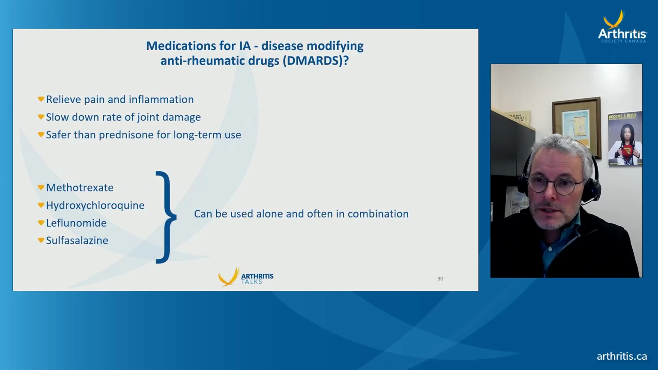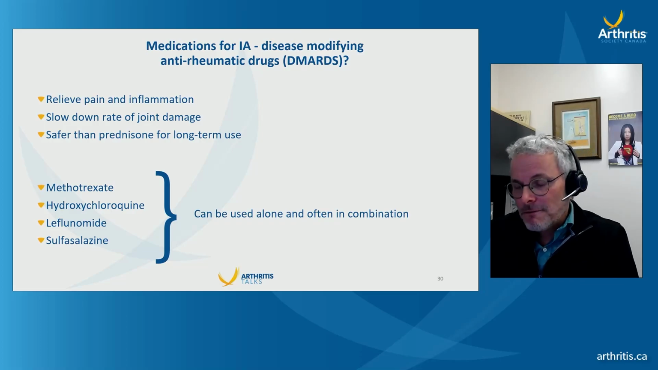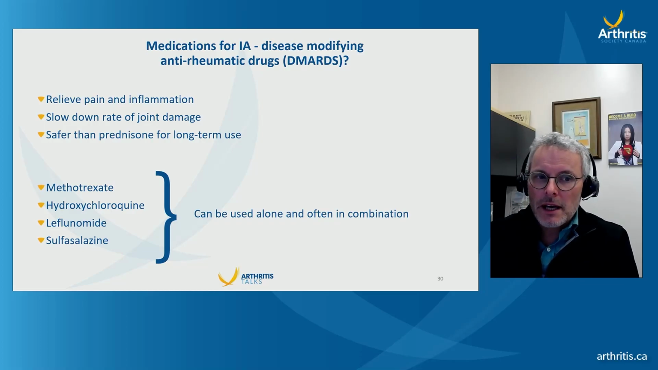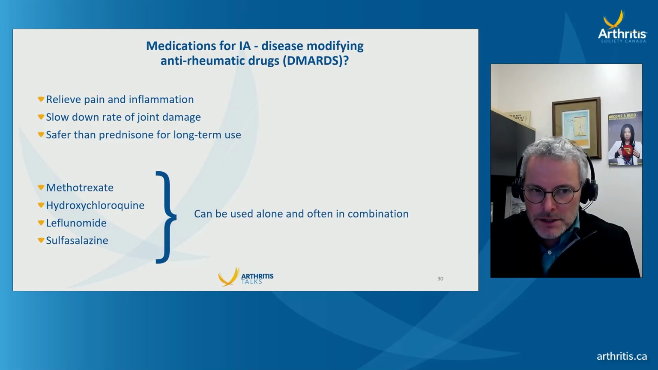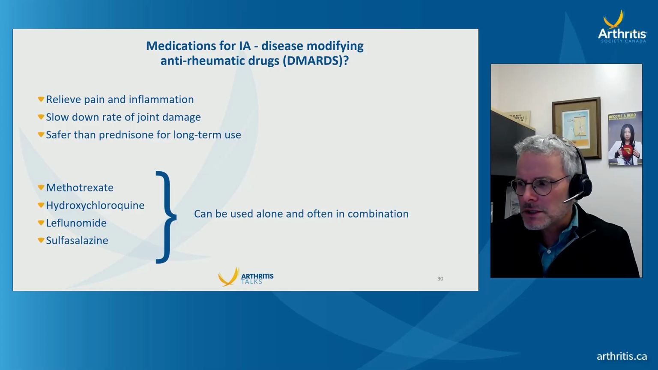So those slower, safer drugs are what we call disease-modifying anti-rheumatic drugs. So they relieve the pain and inflammation so they make you feel better, but they also slow down and can even stop the joint damage from occurring. And they're safer than prednisone for long-term use, but they do take a while to work. And the common ones that your rheumatologist will give you are methotrexate, hydroxychloroquine, leflunomide, sulfasalazine, and often we use them in combination. Sometimes we might use them as a single drug.